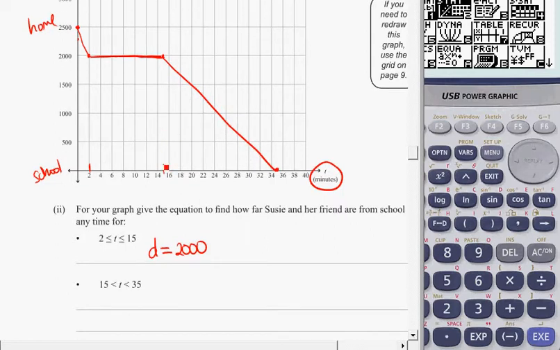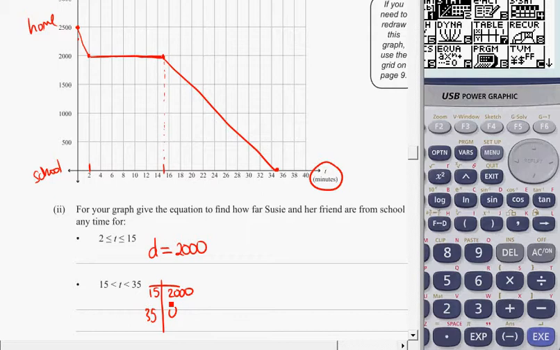For the next part, between 15 and 35, we need the equation of that. I can see it's a negative line. The gradient would be negative. There's 2 ways we can do it. If we do it first on the calculator, we need 2 points. So we've got that point there, 15 and 2,000. And then we've got the point 35 and 0.